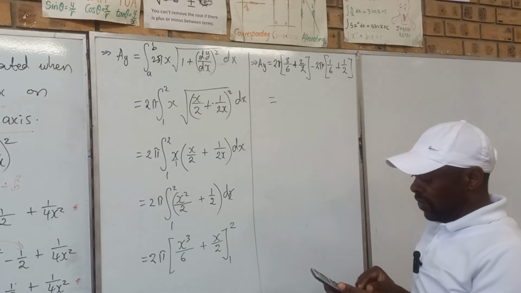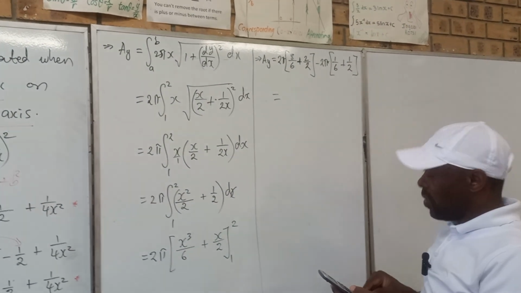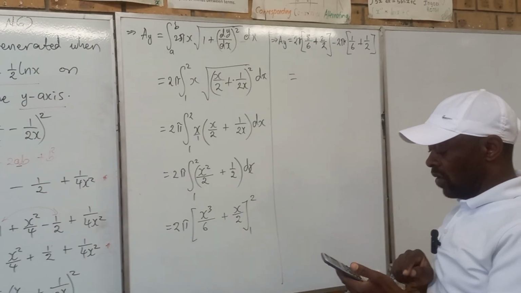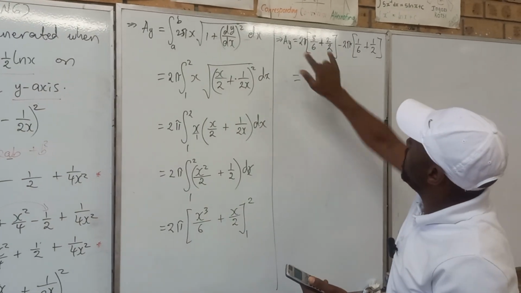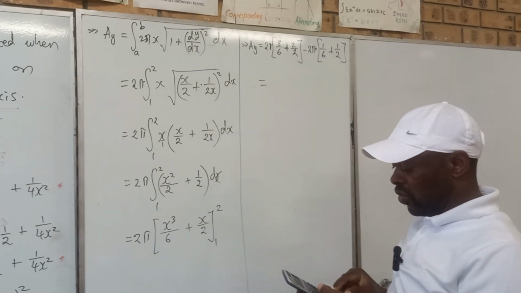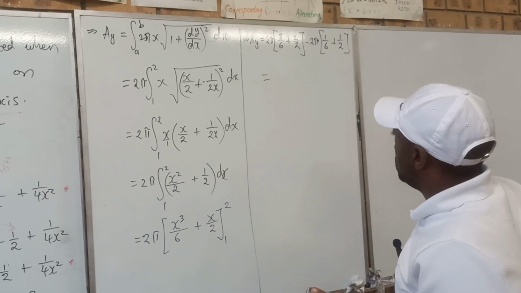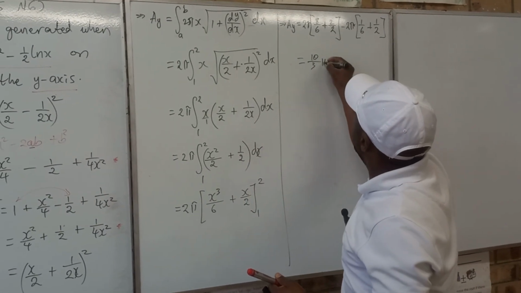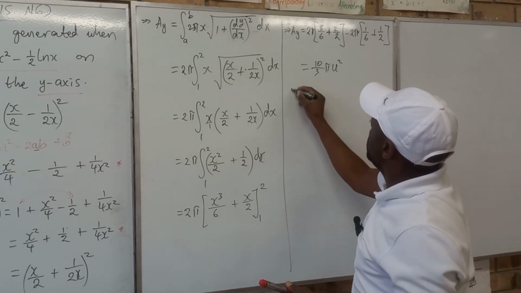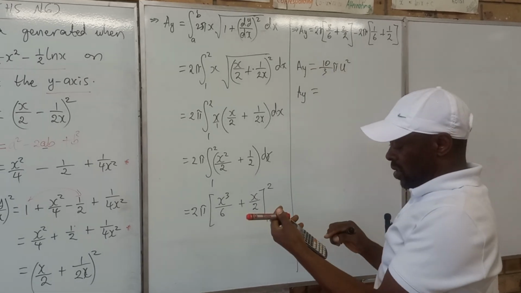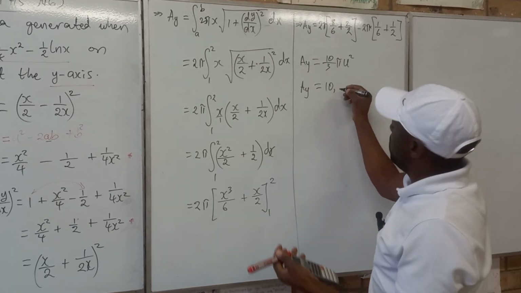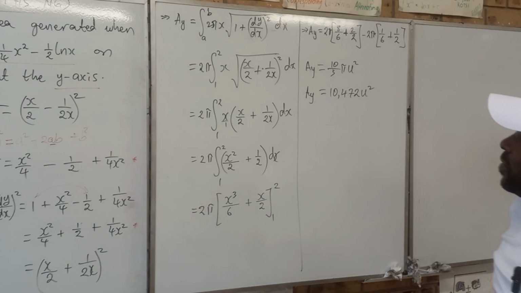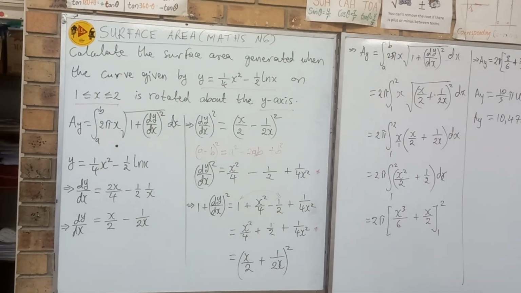So I get 8 over 6 plus 1, 2 over 2 is 1, then minus 1 over 6 because of that negative, then minus again, 1 over 2. If I get that, my answer gives me 5 over 3, then I multiply by 2 pi, which is a common factor, then my answer is 10 over 3 pi, so I've got 10 on 3 pi units square. If you are that person who is interested in decimals, it's also fine. That will give us 10.472 units square. So guys, that's how we get that surface area. Thank you very much.